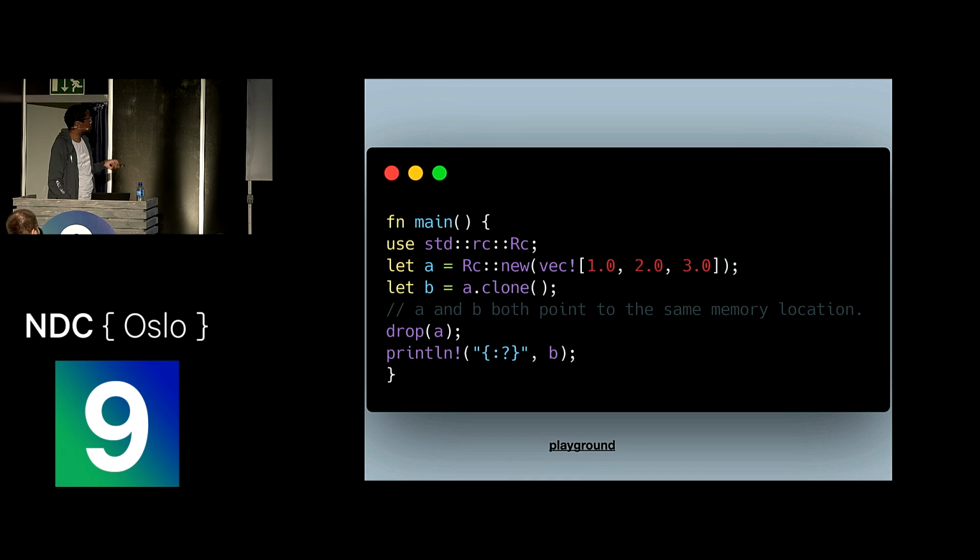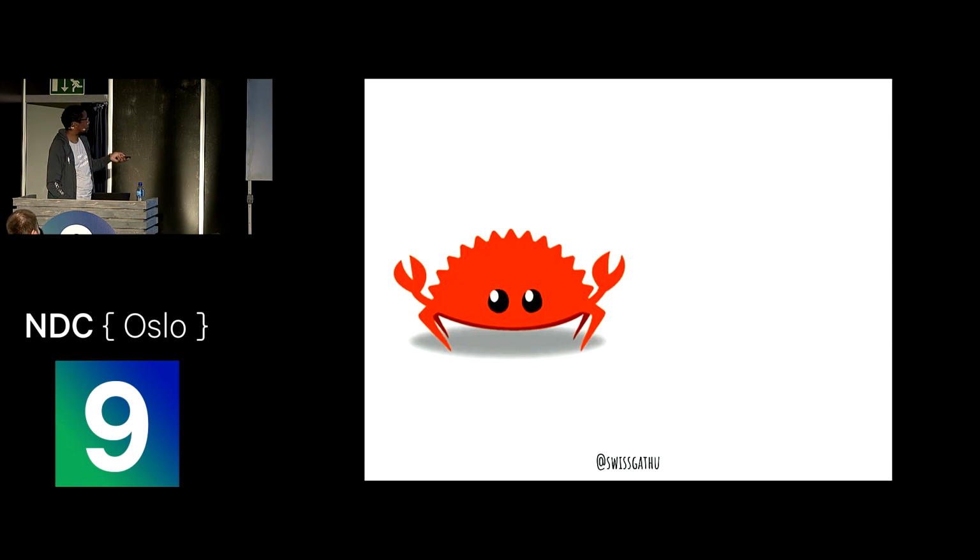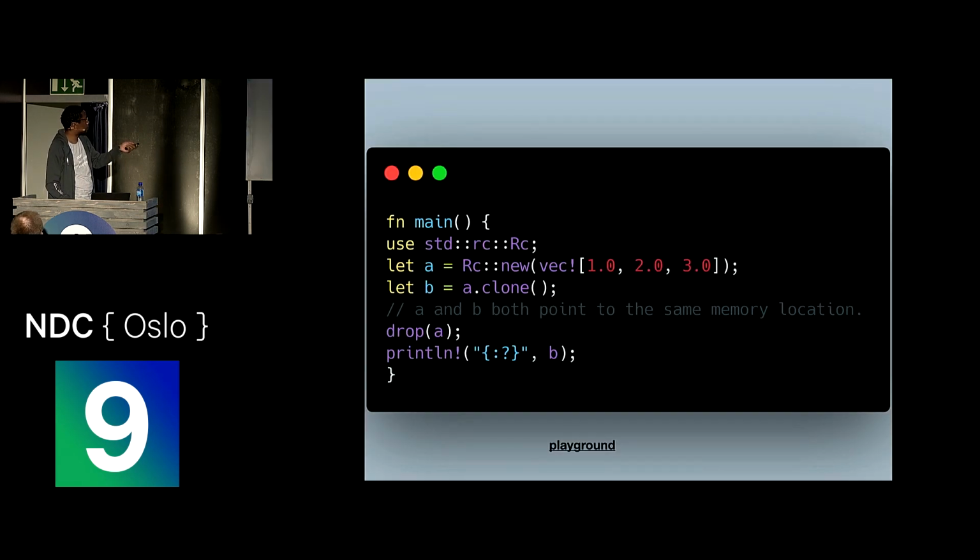And there's a counterpart. There's RC, and there's also ARC, which stands for atomic reference counting. This is important when you're sharing data across threads and you want to ensure that you have thread safety. So will this compile? Yes, this will compile.